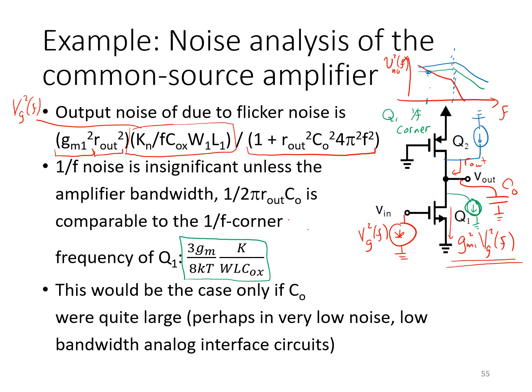That's typically a fairly low frequency, especially for older technologies, although that 1/f corner can start getting high in more advanced technologies. So the bottom line is that the flicker noise term is only going to be significant if we're talking about an amplifier with a relatively low bandwidth, comparable to the 1/f corner frequencies of the transistors at play here. If it's a broadband amplifier, then the thermal noise terms, the blue and the green ones, will predominate.